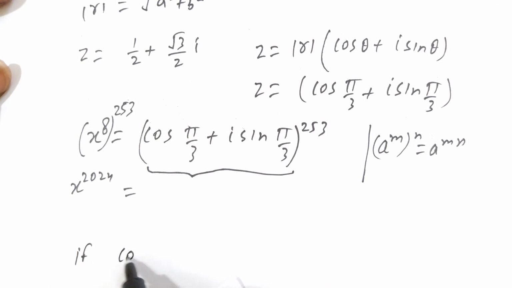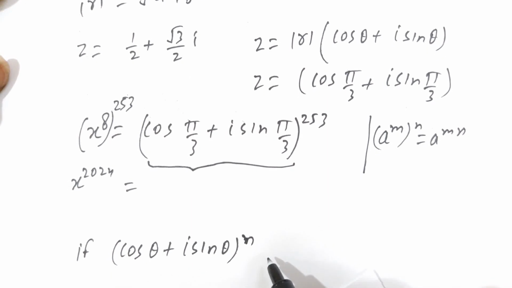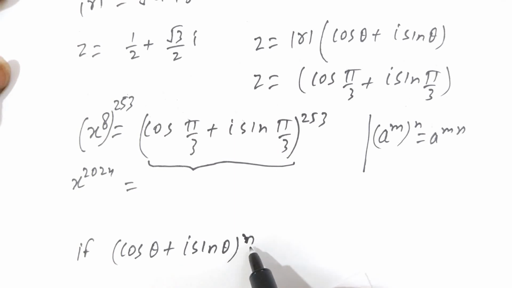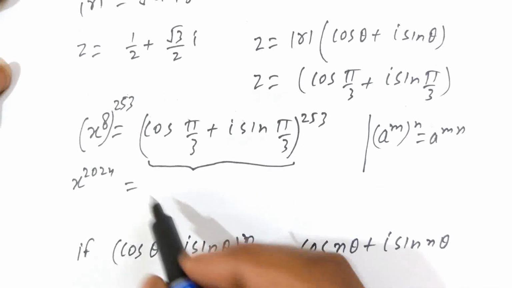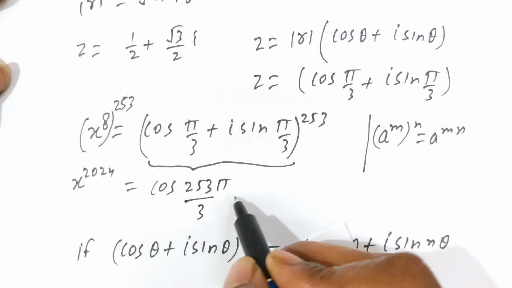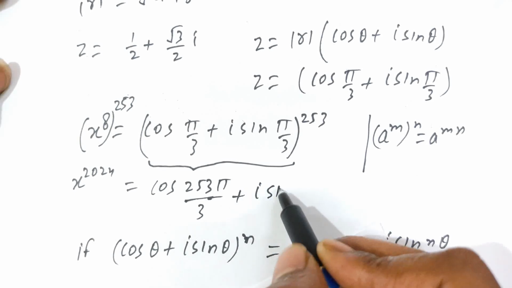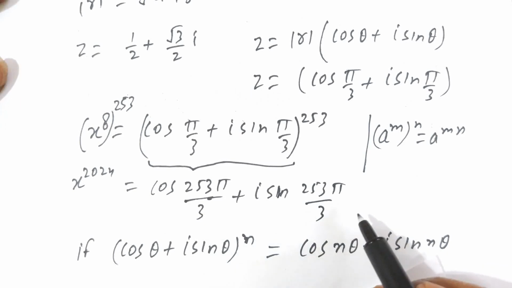We know that, students, if cos theta plus iota sine theta power n, where n is any integer, then this is equal to cos n times theta plus iota sine n times theta. So students, if you apply De Moivre's theorem here in the right hand side, then here cos 253 pi divided by 3 plus iota sine 253 pi divided by 3. Students, I am solving the rest on the next page.